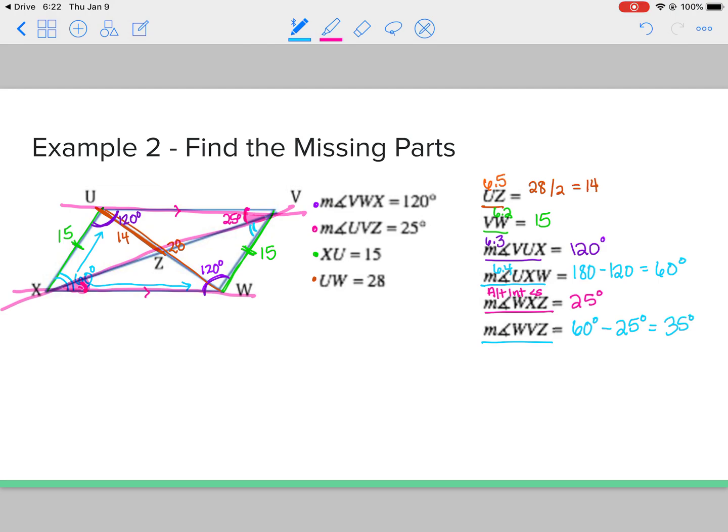So a lot of these old things can come back and help us reason our way through finding some of these missing parts.